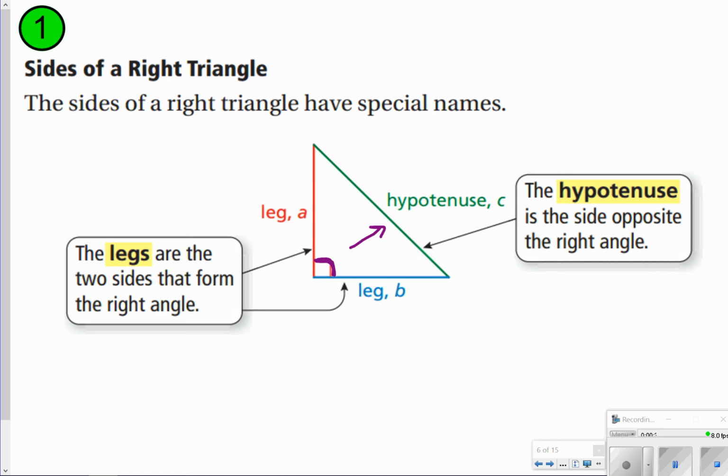So what we're going to do is go ahead and pause the video here, and I want you to label the triangle that is written for you, and once you're done, click play to see some other information.